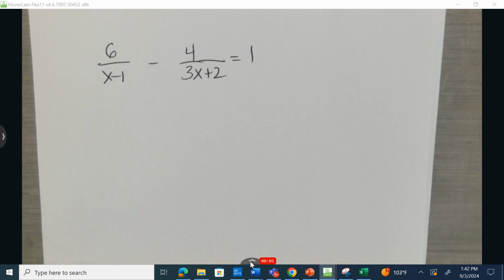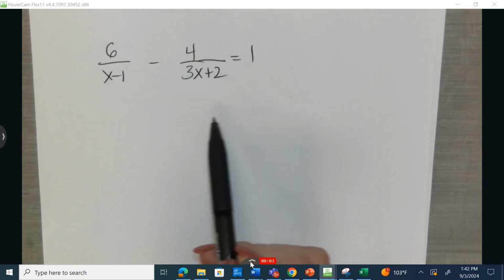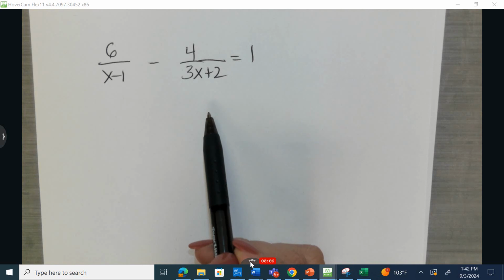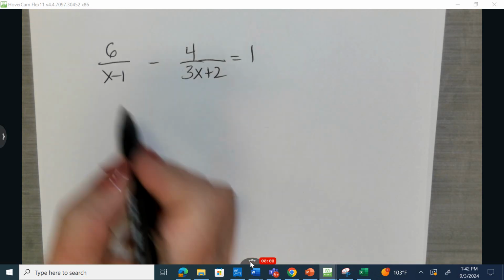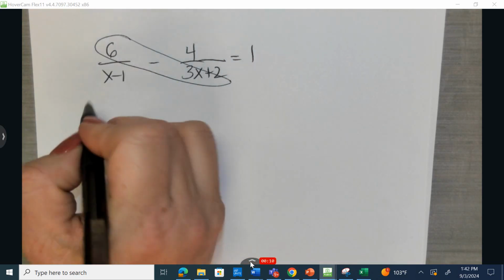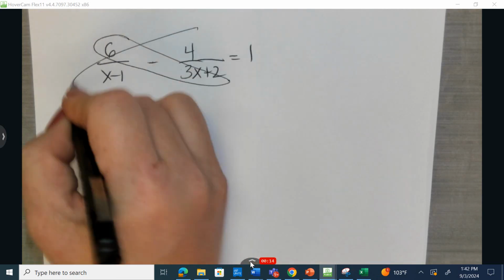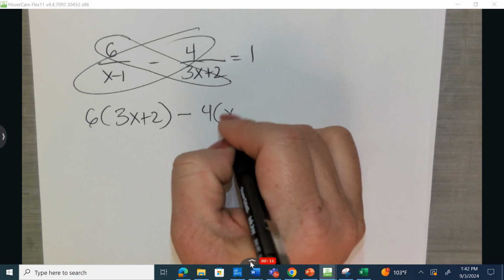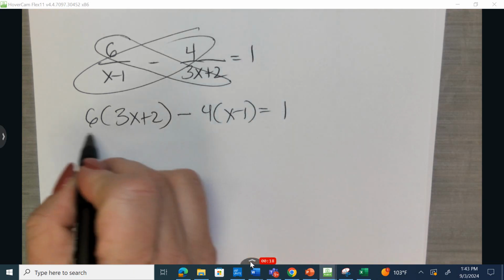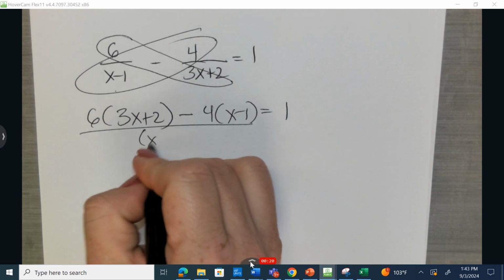All right, let's solve this together. What we're going to look at is problem 4B from the PowerPoint, and I'm going to start by doing what looks like the butterfly method. I'm going to take 6 times quantity 3x plus 2, bring down the subtraction sign, take 4 times quantity x minus 1, and set it equal to 1. Don't forget to then push the bottoms together.